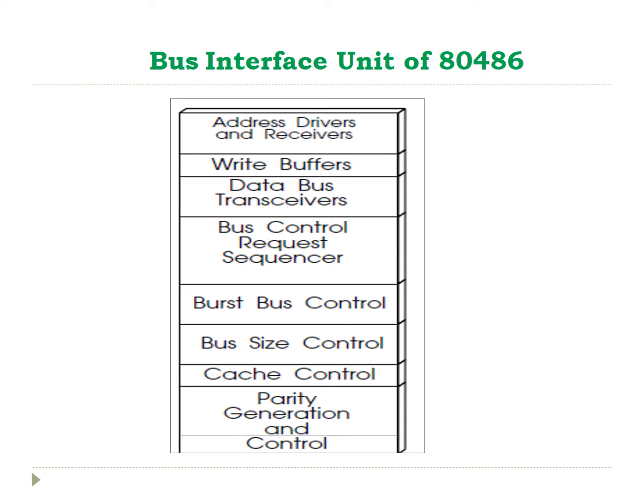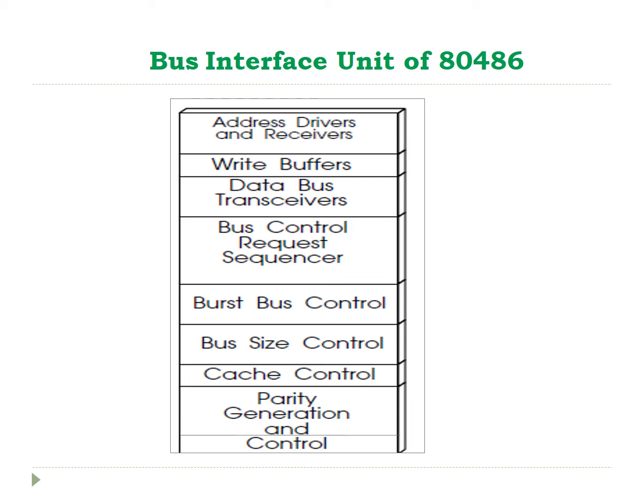Next is write buffers. These write buffers allow the bus to buffer up 4 write bus cycles from the processor, permitting these write operations to complete execution instantly. Next, data bus transceivers. It is used to get the data onto the processor local data bus during the write bus cycle and take the data into the processor from the local data bus during the read bus cycle.